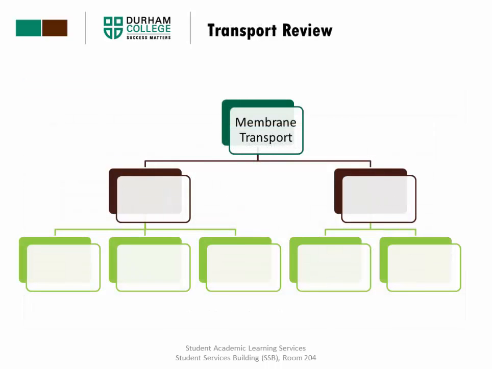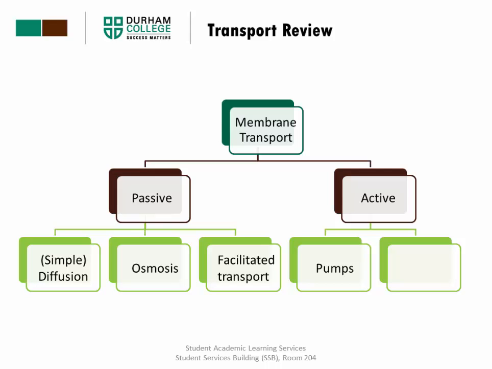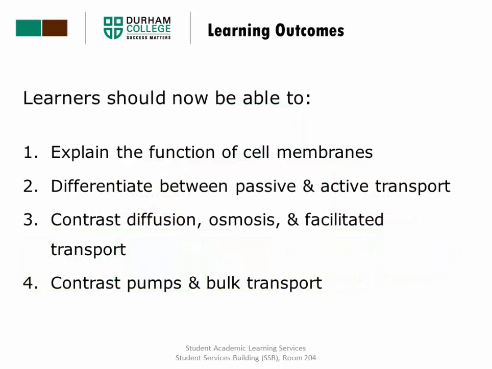So in the end, we have this overview of membrane transport. We have passive transport, which is made up of diffusion, osmosis, and facilitated transport, and active transport, which is made up of pumps and bulk transport. Now that you've watched this video, you should be able to explain the function of cell membranes, differentiate between passive and active transport, contrast diffusion, osmosis, and facilitated transport, and contrast pumps and bulk transport.